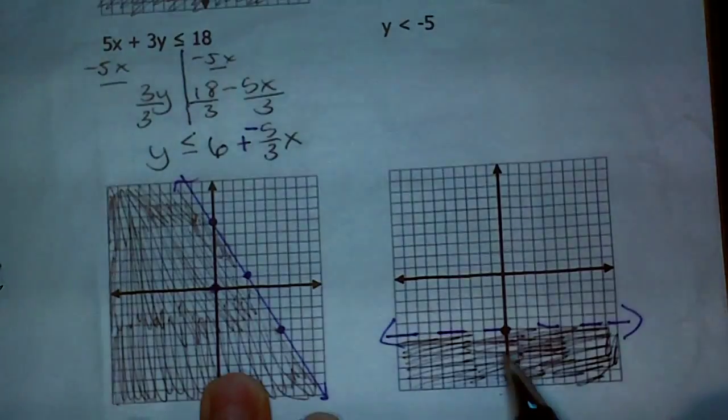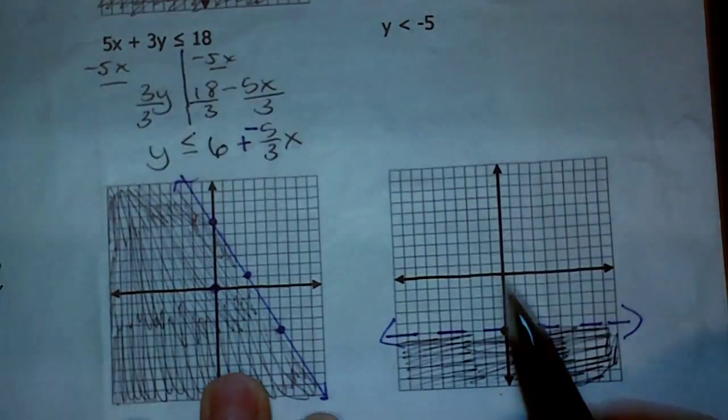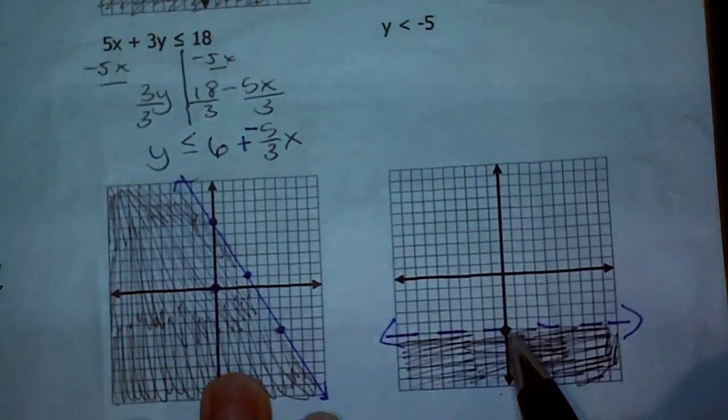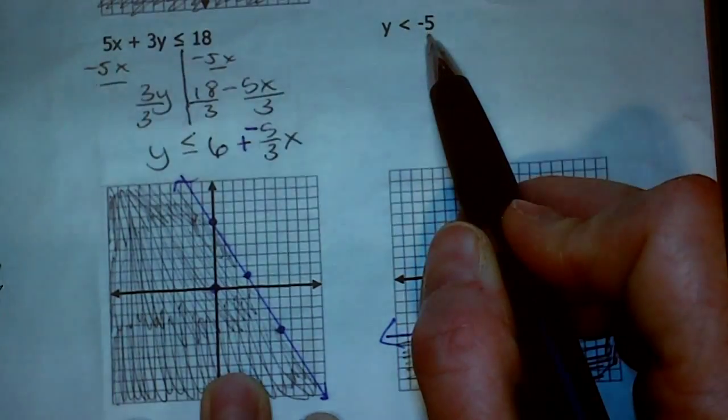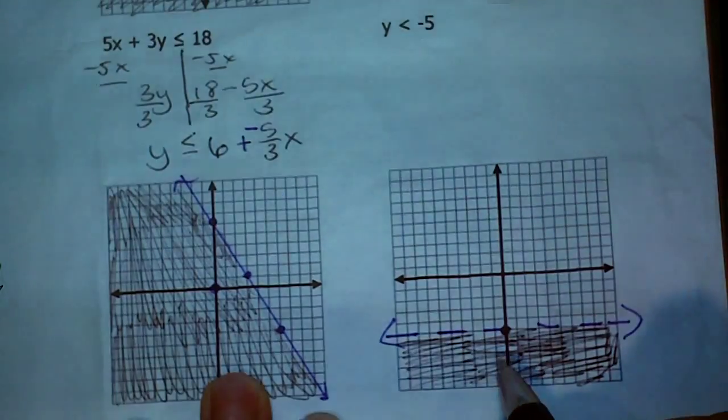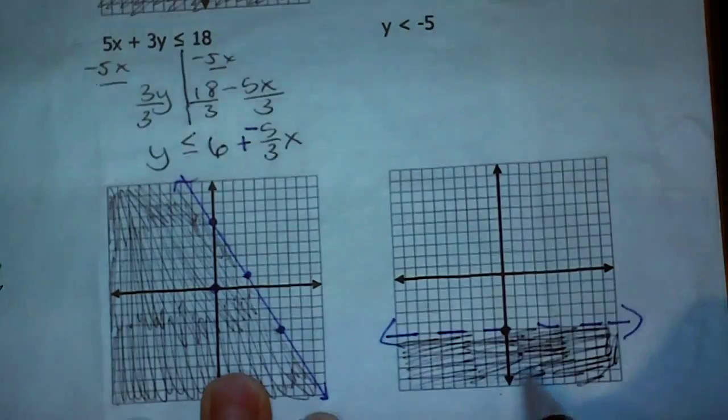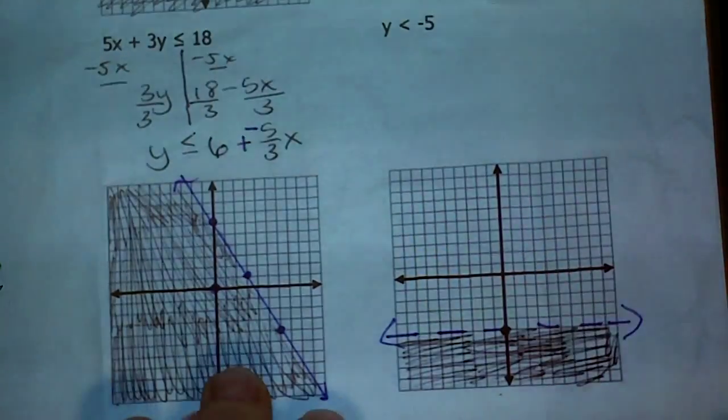And any point that I would pick here, so x is going to be 0 here. So let's say I picked 0, -6. Is -6 less than -5? Yep. So is -7, so is -8, so is -9. So any point that you pick in here will make that statement true.